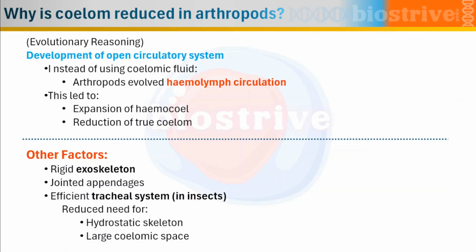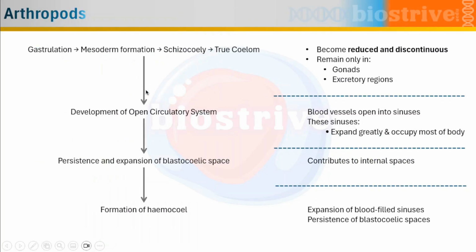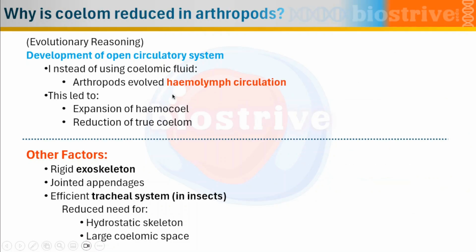Why is the coelom reduced in case of arthropods? Because of development of this open circulatory system. So in an open circulatory system, there is open hemolymph circulation which led to expansion of Haemocoel. This expansion of Haemocoel also contributed to reduction of the true coelom.